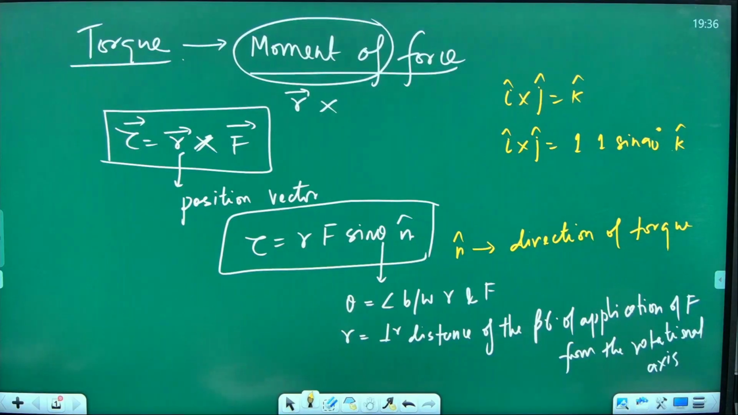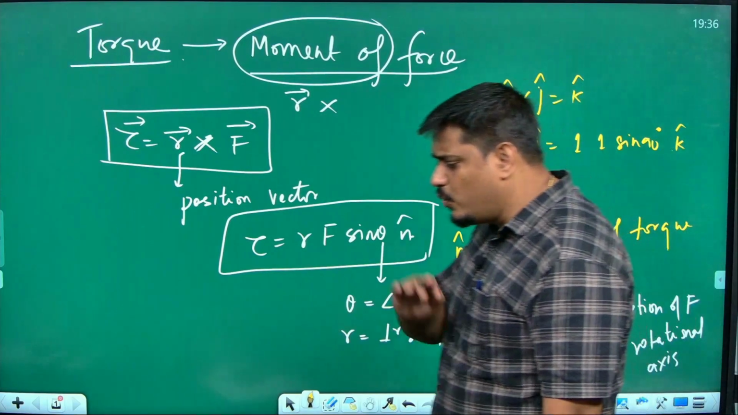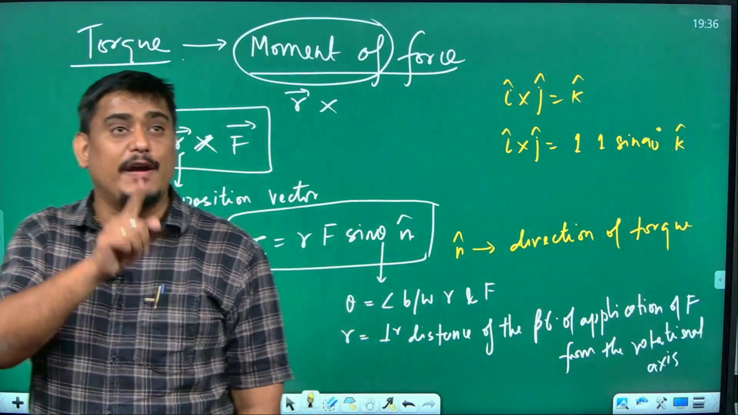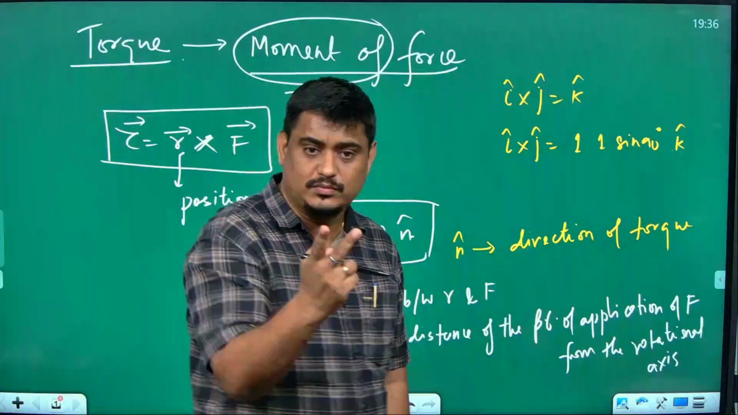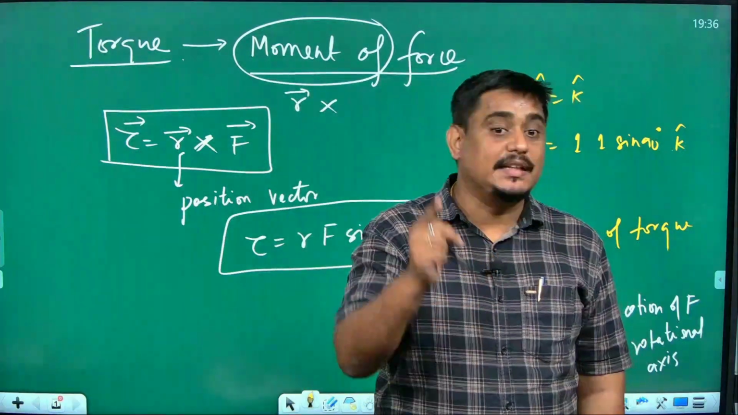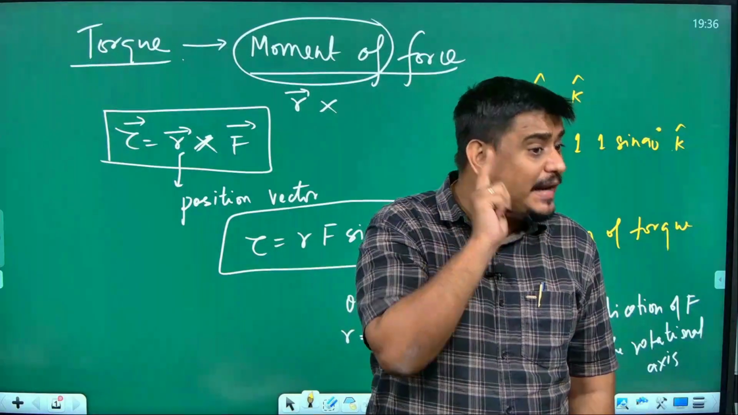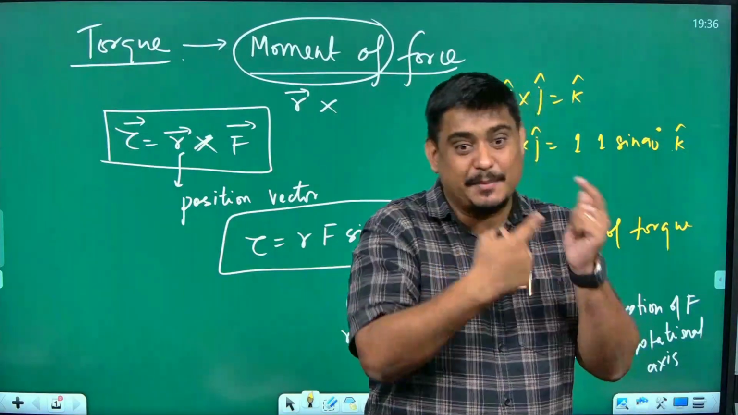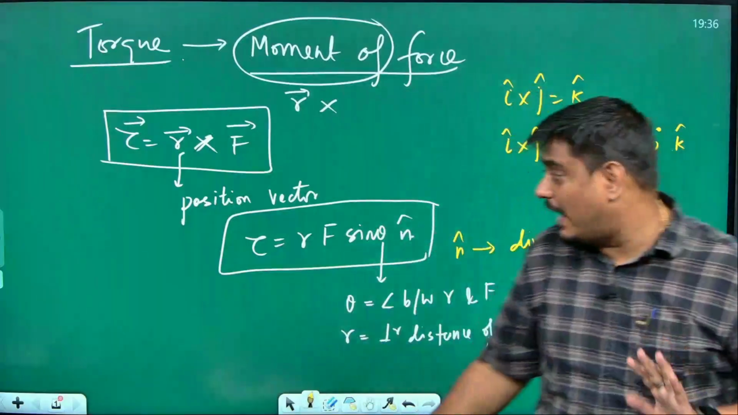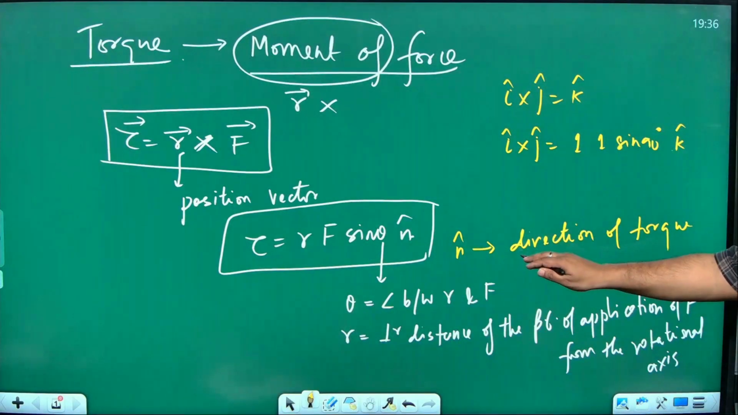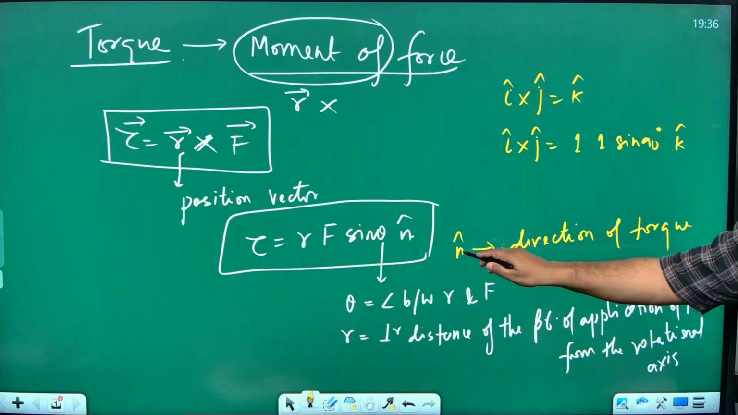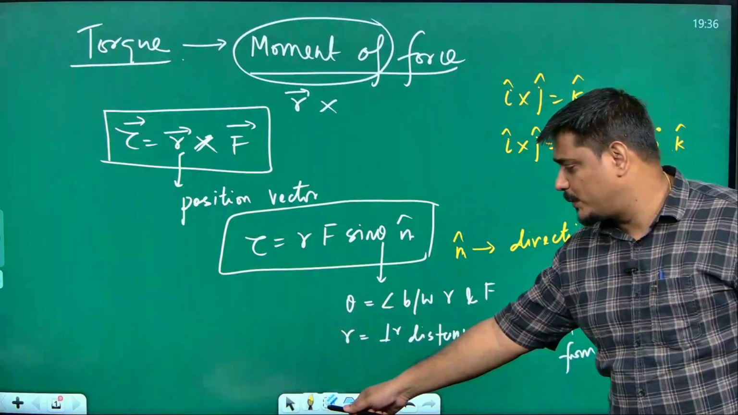So always remember, whenever you are getting a quantity by vector multiplication of two, then the direction of that quantity lies perpendicular to the plane which consists of A and B, in this case R and F. So wherever R and F is there, perpendicular to that direction will be the direction of torque. Let all these things become clear with one good example.